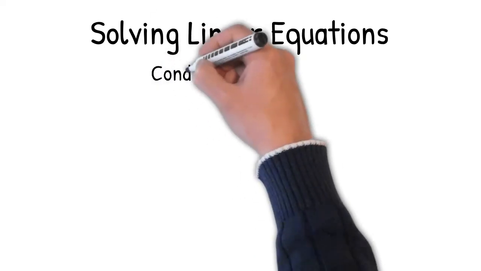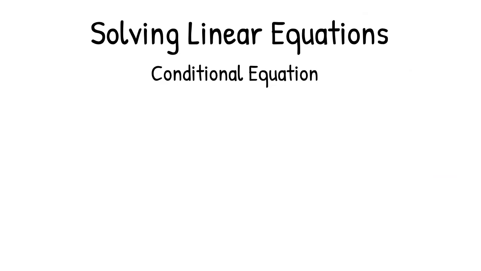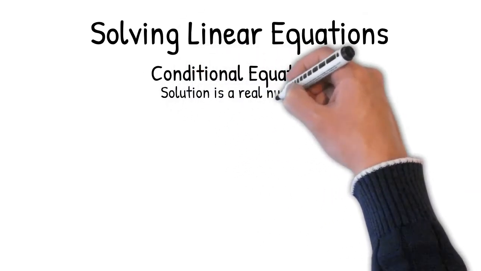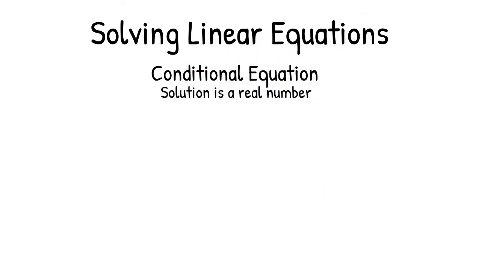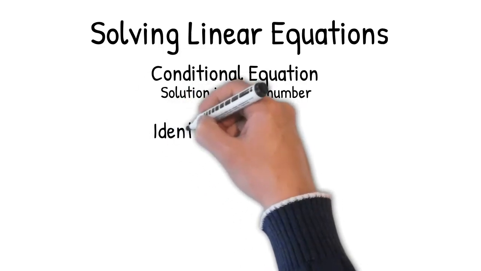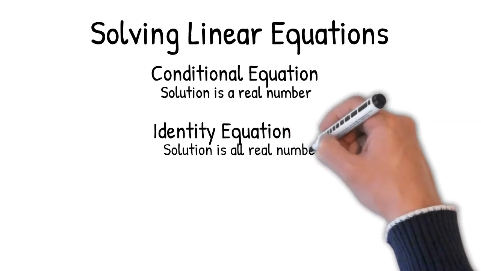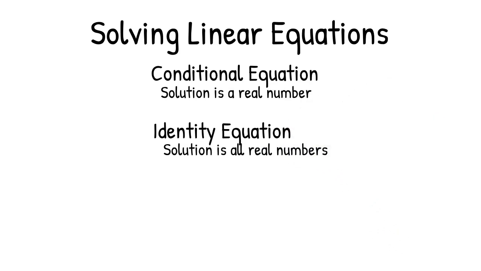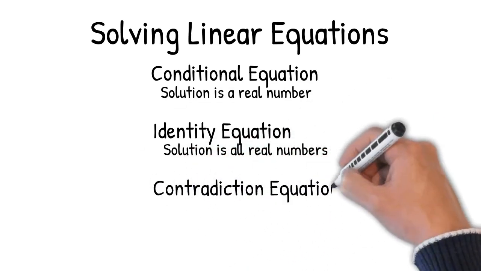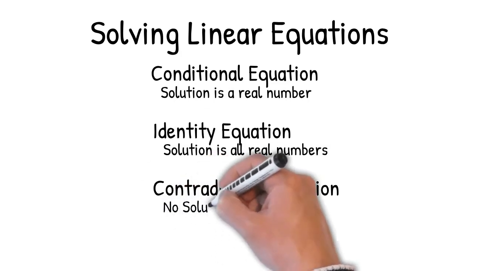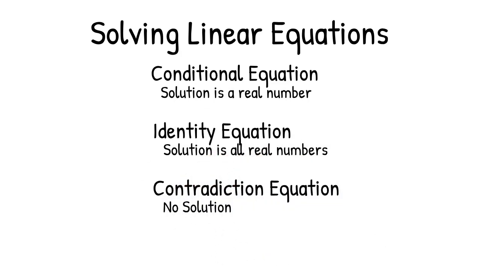So in conclusion, we have three types of equations. A conditional equation: its solution will be a specific real number that makes the equation true. An identity equation: its solution will be all real numbers. And a contradiction equation does not have a solution. No real numbers will make it true.